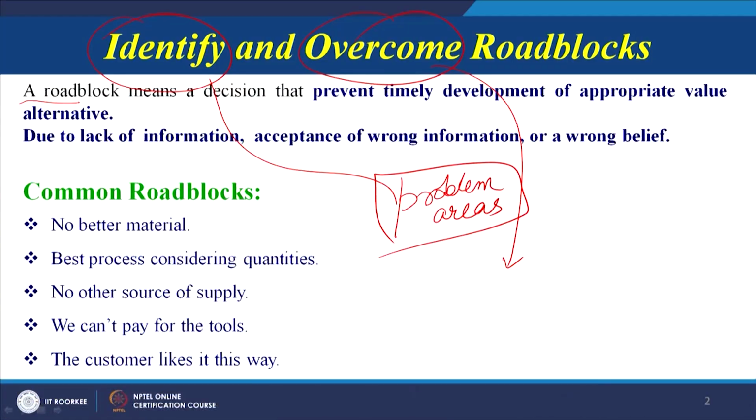Similarly, we have tried to list here some of the common roadblocks which are most common in the industry. What do we mean by a roadblock? As I have already taken an example, a roadblock means a decision that prevents timely development of an appropriate value alternative. So, there is a hindrance, a problem which is not allowing ideas to be converted into valuable products, or the value enhancement of the product is not being possible because of certain issues, challenges, or problems, which we can in totality call roadblocks.